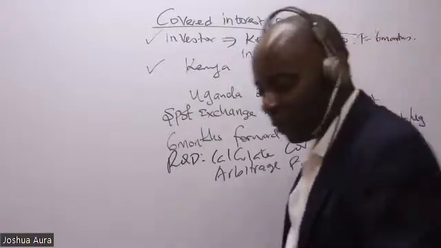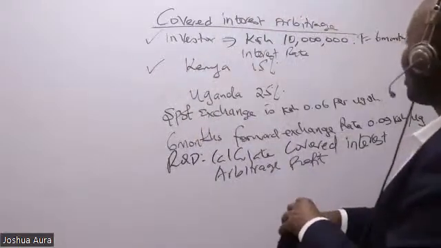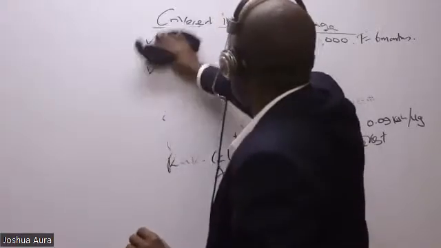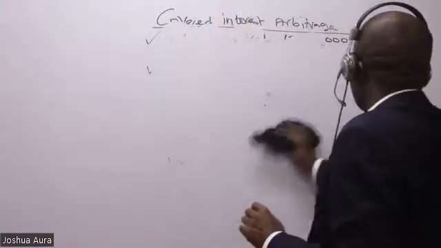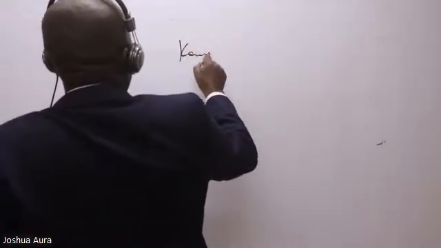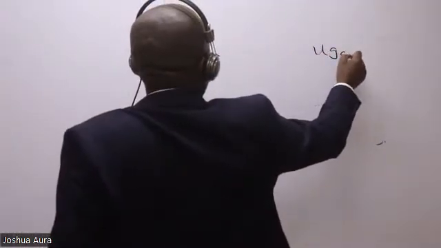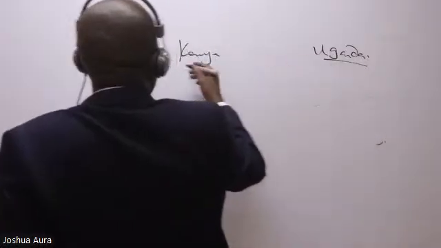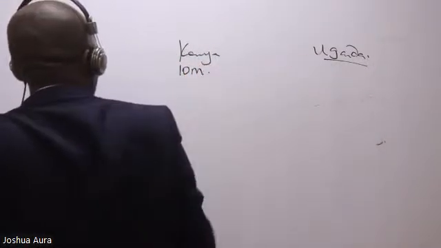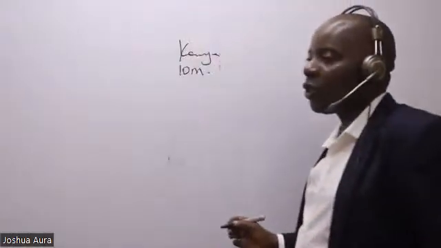So this is what I will do. I'll compare my two countries, Kenya versus Uganda. This investor is in Kenya. He has 10 million Kenya shillings, so he has two options.